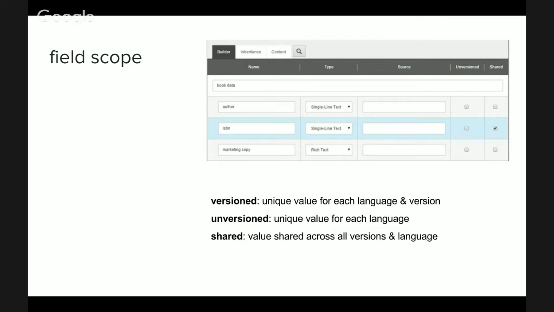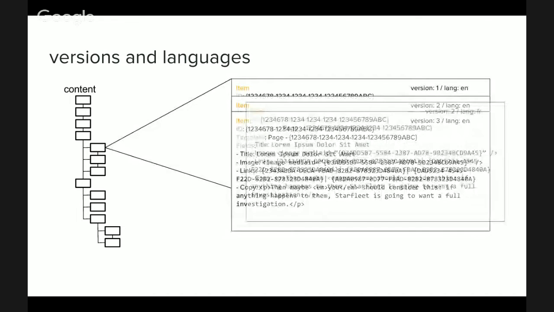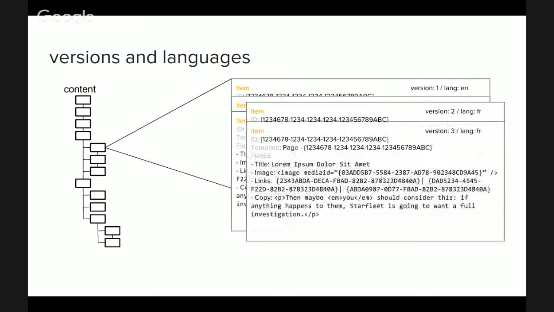Unversioned means there's a unique value for each field. So a book title may have a title in English, and it may have a different title in French, but that title is fixed in time, never changes across versions. And then shared is something that's truly shared across all versions and languages. So in this case, we look back, we have different versions and different languages of these fields.